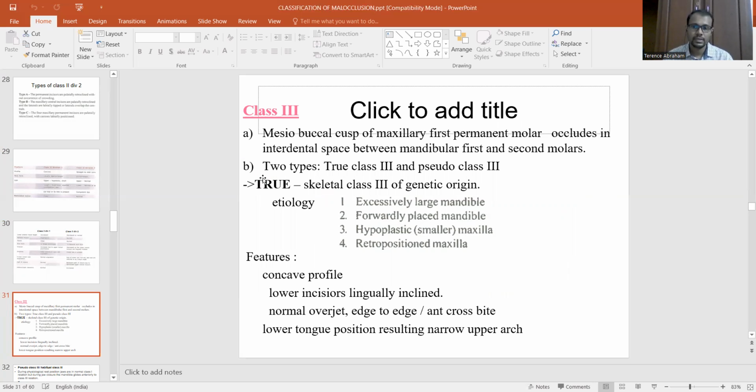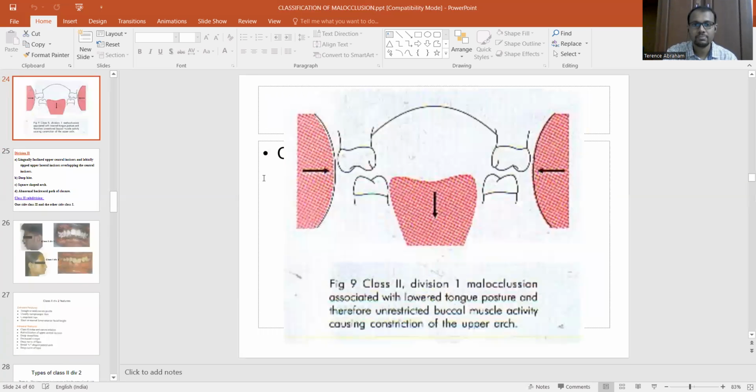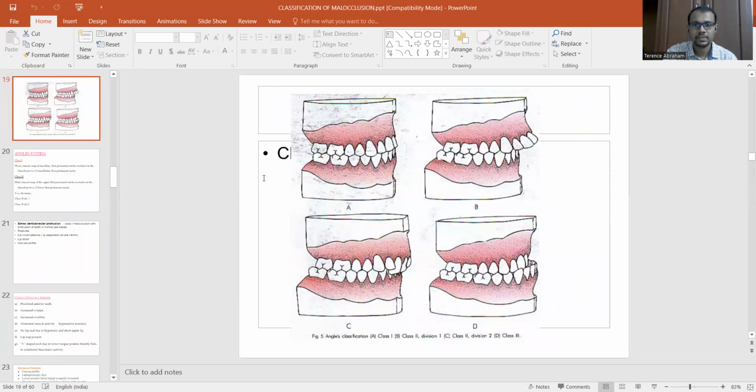Coming to class 3 malocclusion. Class 3 malocclusion means the mesiobuccal cusp of the maxillary first molar... So in this figure, you can see, class 3. When you focus on the first permanent molar, both upper and lower arch, you can see the mesiobuccal cusp of the maxillary first permanent molar occludes in the interdental space between the mandibular first and second molar. This is class 3 molar relation.